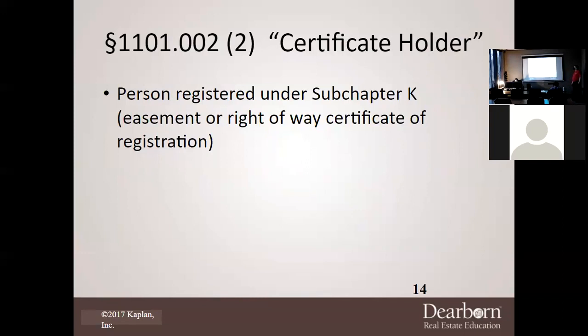Now, what is a certificate holder? Well, it's a person that's registered under subchapter K, which is an easement or right-of-way certificate registration. We'll come back to this one.